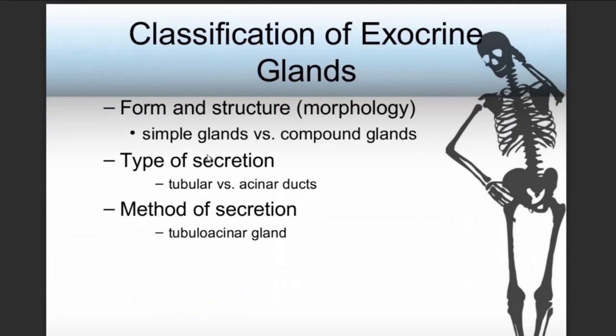Classification of exocrine glands. We will classify the exocrine glands on the basis of form and structure, like simple glands and compound glands. Like they have a duct which is a single one, or a duct which is a branched one, or we will call it a compound gland. Types of secretion: tubular versus acinar ducts. Tubular and acinar ducts, we will see. Acinar is like an oval shape. Tubular means tubule shape. Method of secretion: tubulo-acinar gland.